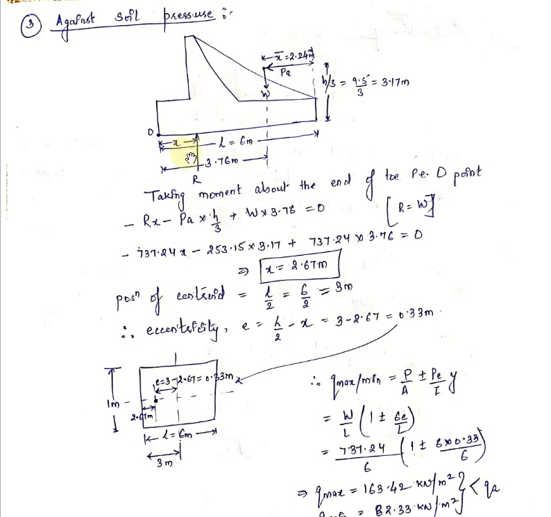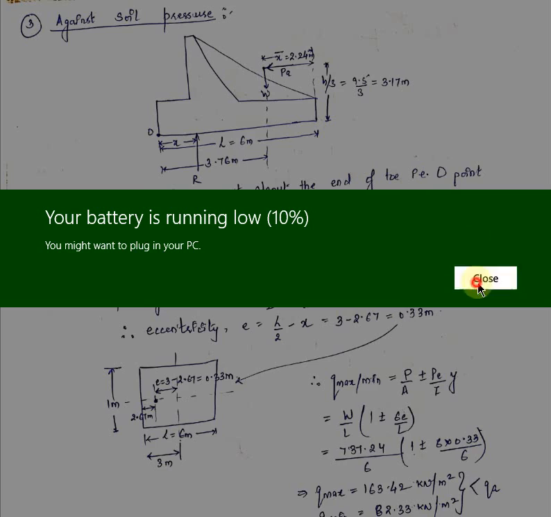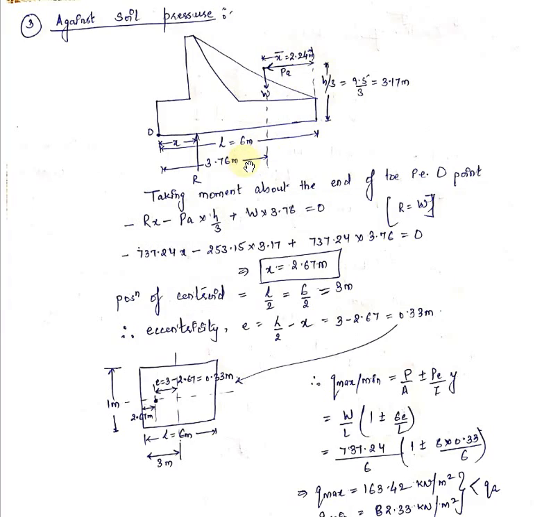So plus W into the perpendicular distance, which is 3.76. If I subtract 2.24 from 6, I will get this 3.76. So this is the perpendicular distance of capital W from the end of the toe. So this is equal to 0. Now capital R will be equal to the total incoming weight in the downward direction. After putting all the values, I will get the value of x equal to 2.67 meters.